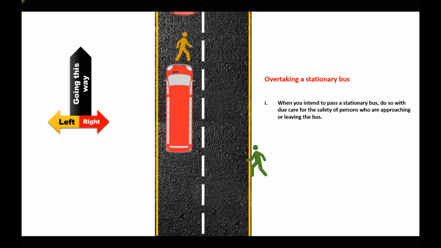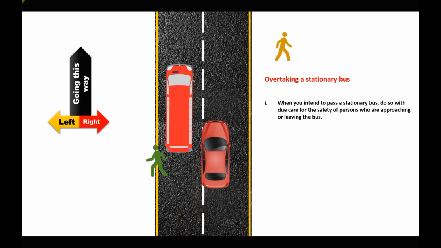When you are overtaking a stationary bus, assume we have a stationary bus, the red one. So as you can see on the bus, you must make sure that you watch out for people who are going to the bus, like the guy in green here is running to the bus, and the guy in orange here is leaving the bus and crossing over to the other side. So when you approach the bus, make sure you check for any people leaving or approaching the bus and proceed correctly. So you can see the red car waits for the guys to cross and then it can overtake the stationary bus.